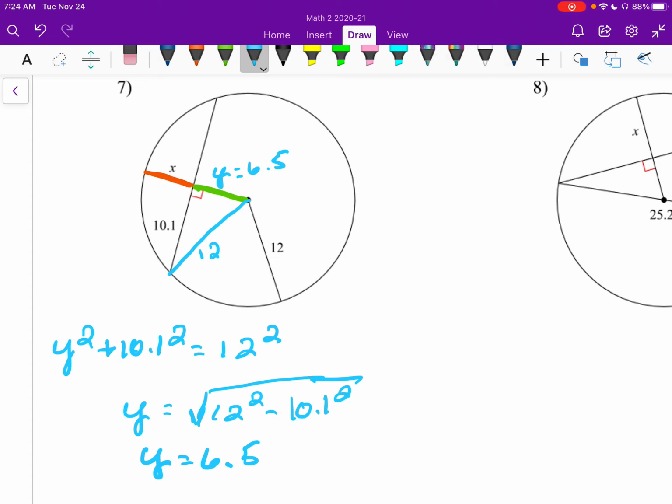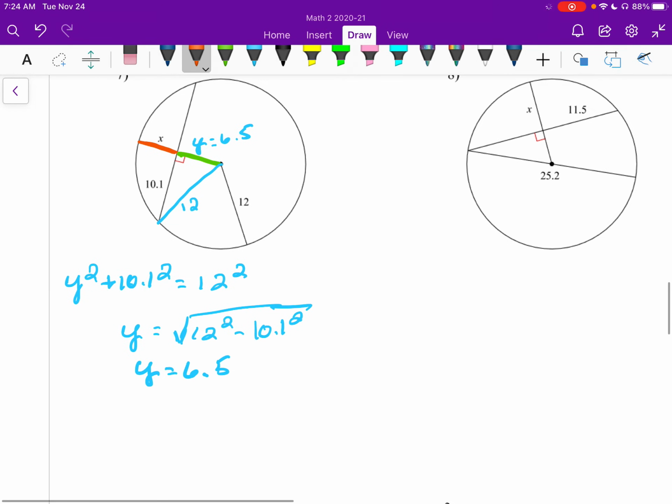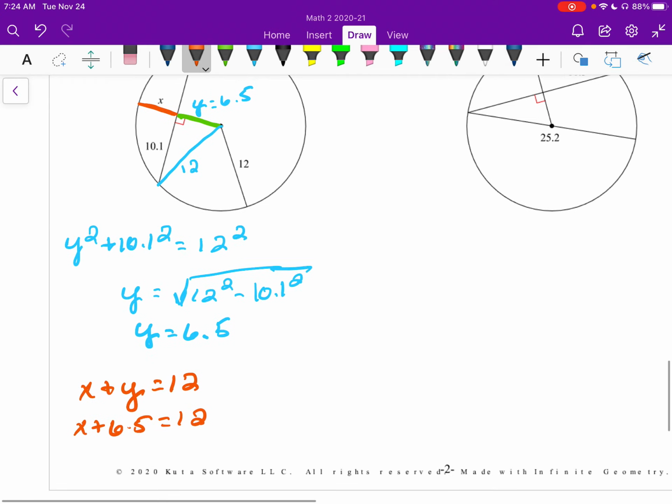So now I can find my x. So the whole piece is 12. So I can say x plus y is 12. X plus 6.5 is 12. So x would have to be, I'm thinking that's 5.5. 5.5, yes.